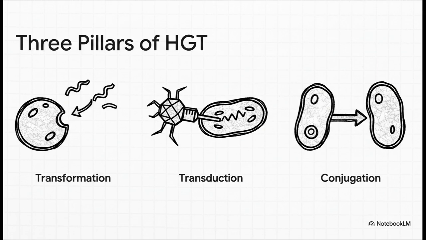Now, this genetic sharing happens in three main ways. First up, we have transformation, where a bacterium basically scavenges a free-floating piece of DNA directly from its environment. Second is transduction, which is a bit more elaborate. It uses viruses, specifically bacteriophages, as these tiny genetic delivery trucks. And third, there's conjugation, which is the closest thing bacteria have to mating, where two cells physically connect to exchange DNA. So let's dive in and explore each one of these in detail.